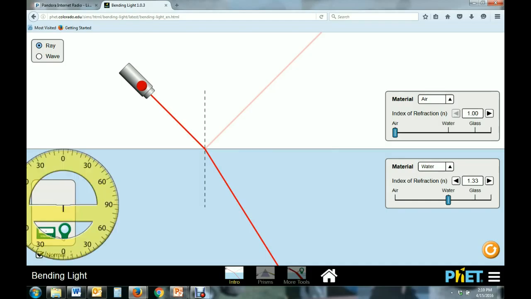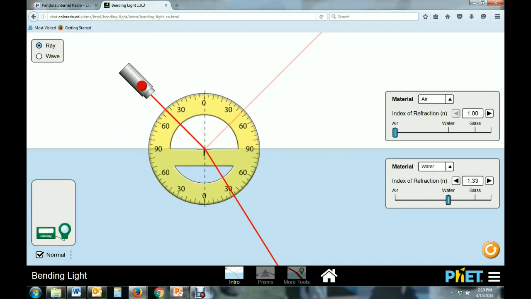Notice right now, if I pull up the protractor, first off, all angles are measured with respect to the normal to the surface. So right now the incident angle is about 45 degrees, but the refracted angle is closer to 30. I also see right now I'm going from air to water. So when I go from a lower index to a higher index, the light ray bends towards the normal, or it refracts towards the normal. The refracted angle is less than the incident angle.